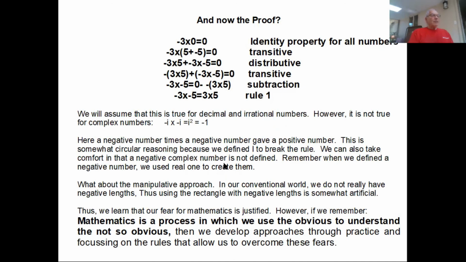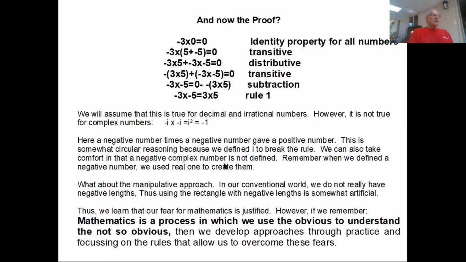Now we multiply by minus 3 using the distributive property, so we get minus 3 times 5 plus minus 3 times minus 5. And now we group those two, and noticing that minus 3 times 5 can be written as minus 3 times 5. And now we subtract that minus 3 times 5 from the equation, and we get minus 3 times minus 5 is equal to 0 minus minus 3 times 5. Subtraction. And we now know that multiplying negative numbers gives us a positive number because 0 minus minus 3 times 5 can be replaced by 3 times 5.